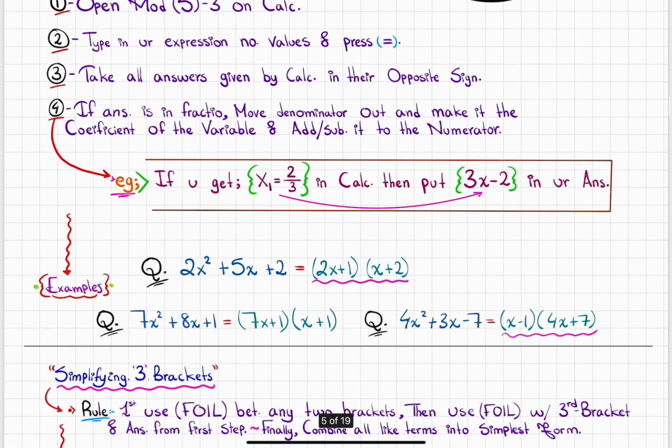For example, 2x squared plus 5x plus 2. Plug this in your calculator, you're going to get the answer. Press equal 2 times for the first and second half of the answer and just use the opposite sign. In the calculator, you're going to get 2x minus 1, you put 2x plus 1. If you get x minus 2, you put x plus 2. So that's basically the idea.